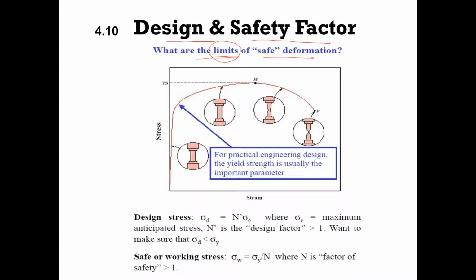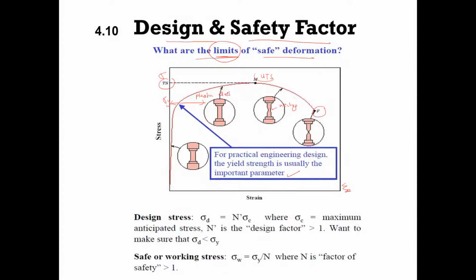In the stress strain curve here, we already discussed this kind of graph. This is UTS, the ultimate tensile strength, which refers to your tensile strength, and this is your fracture. Once the load exceeds this UTS, you will experience necking here. For practical engineering design, the yield strength is usually the important parameter. Because this yield point, the yield strength, determines whether your material experiences plastic deformation or not.